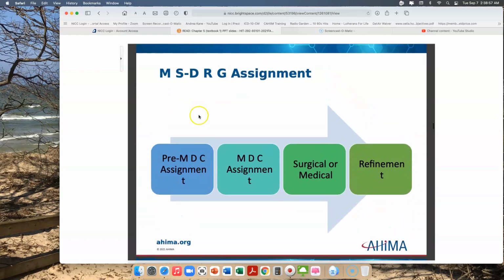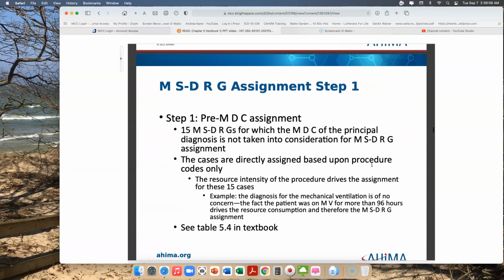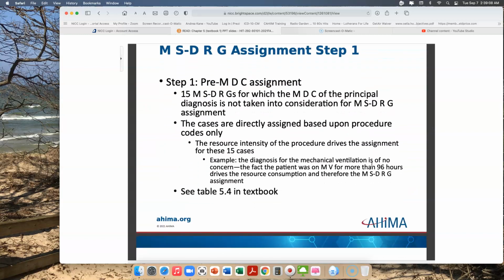And this just reminds you that you go to the pre-MDC assignment, then you narrow it down to the MDC assignment, then you figure out is it surgical or medical, and then you refine it from there. So the first thing you do is pre-MDC assignment. There are 15 MSDRGs for which the MDC of the principal diagnosis is not taken into consideration. The cases are directly assigned based upon the principal procedure codes only. The resource intensity of the procedure drives the assignment for these cases.